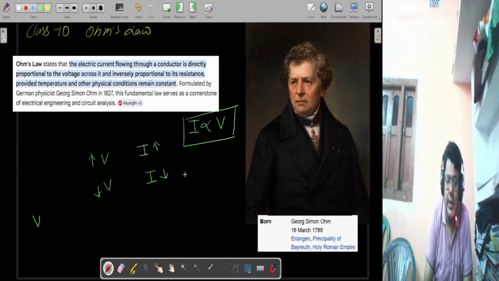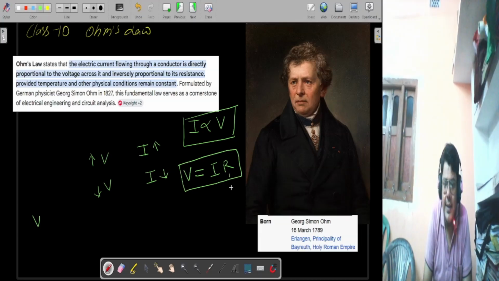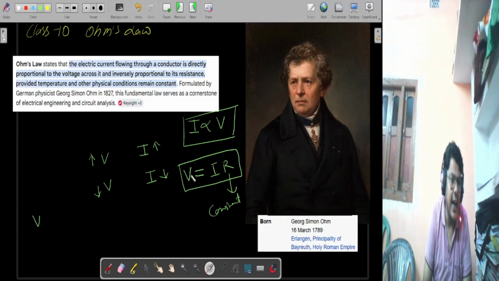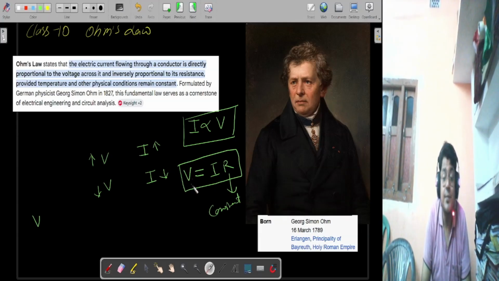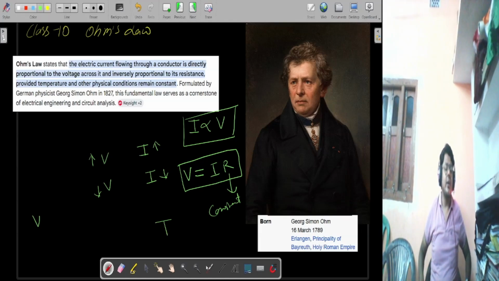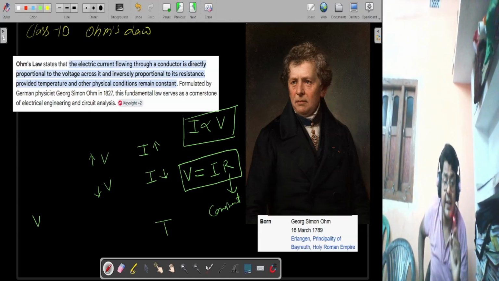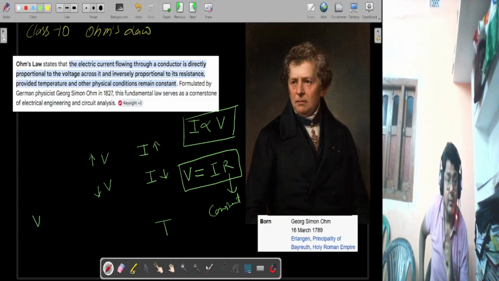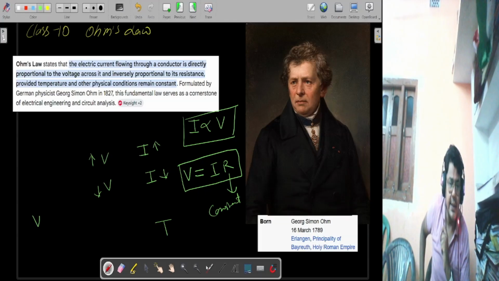So he formulated a formula that V is equal to IR. Here R is a constant. Basically, he said that the ratio of potential difference and the electric current of any circuit is always constant at a given constant temperature. If the temperature is constant, the ratio of the potential difference and the electric current remains the same.